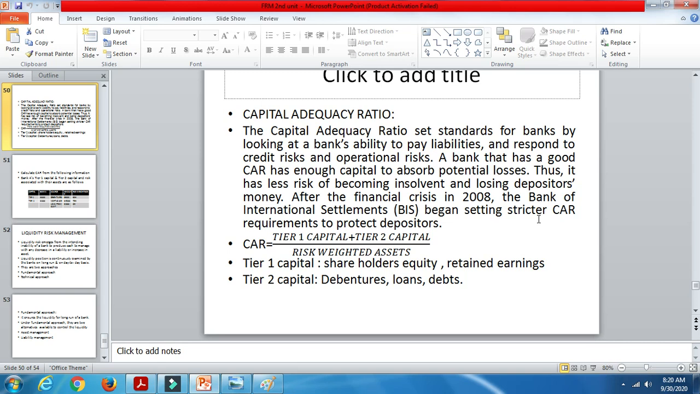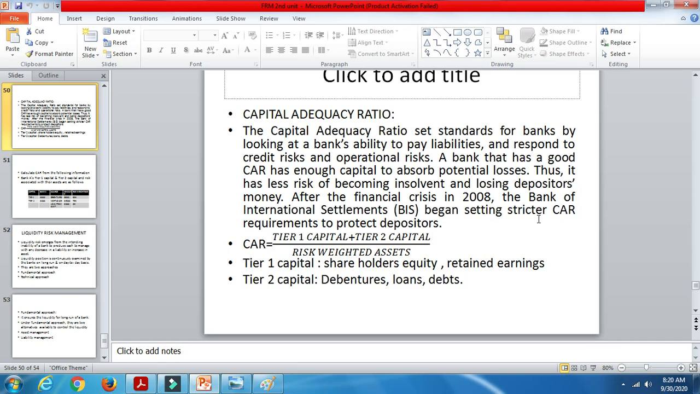Basically, this is the formula: CAR is equal to tier 1 capital plus tier 2 capital divided by risk weighted assets. Tier 1 and tier 2 are the two capitals used to measure the risk, as well as the capital that has to be maintained against the bank's assets. A limit will be there.